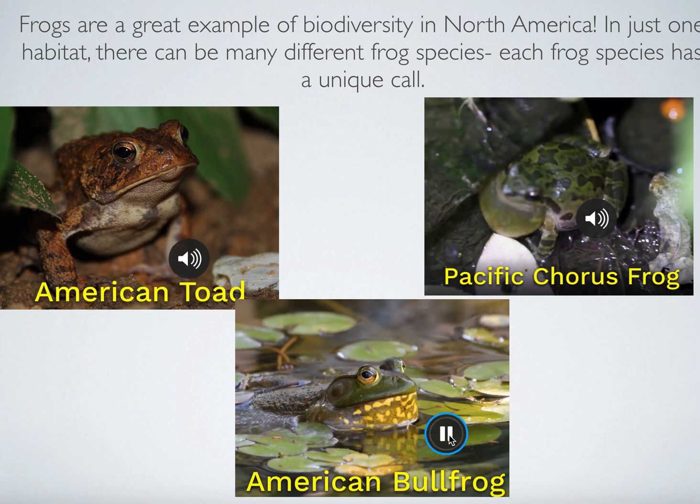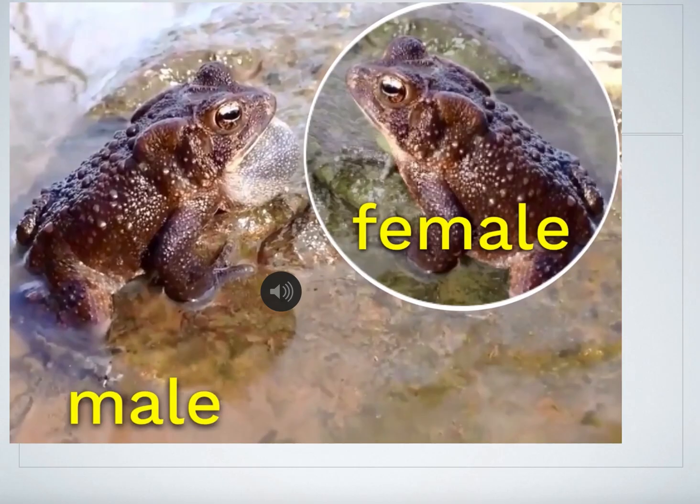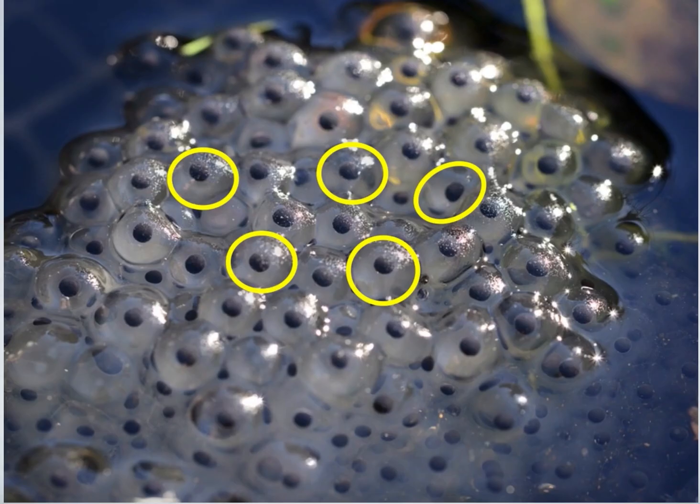The American bullfrog. And it's the Pacific chorus frog that gives us the familiar ribbit. And which frogs are the ones doing all the croaking? Yep, it's the male frogs. Why? To attract a mate, the female frogs, so they can lay eggs and create more frogs.